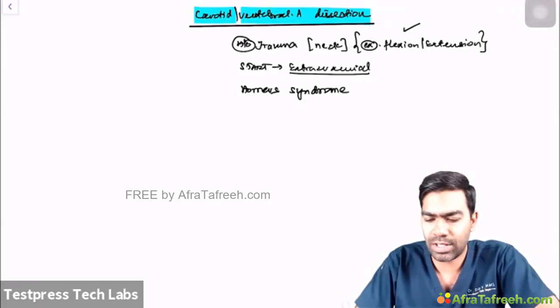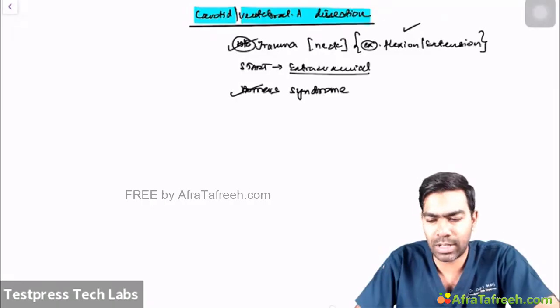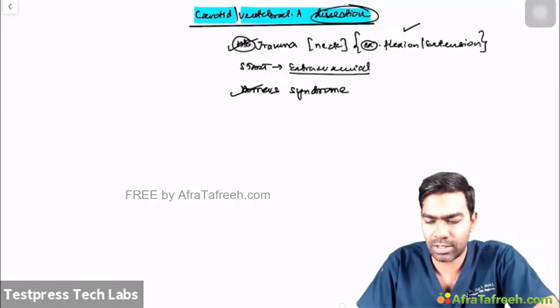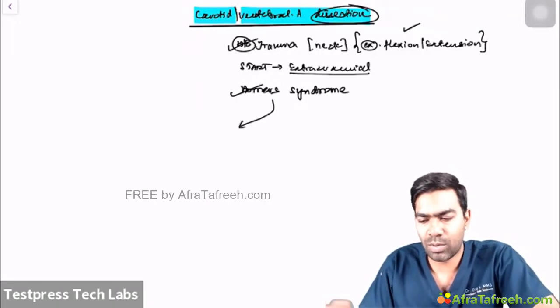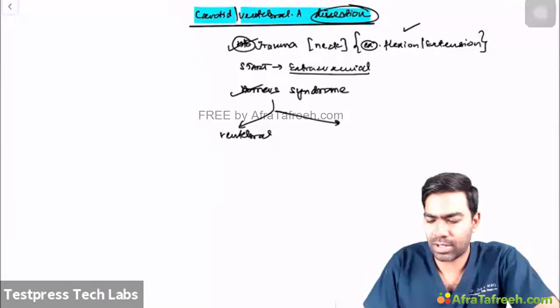So whenever you have a history of neck trauma in a patient who's coming with Horner syndrome, it is almost certain in exam that you're dealing with a dissection. From this, you can now categorize into two: probably either a patient is having a vertebral artery dissection or the patient is having a carotid dissection.